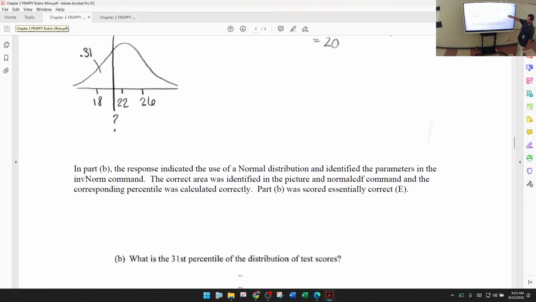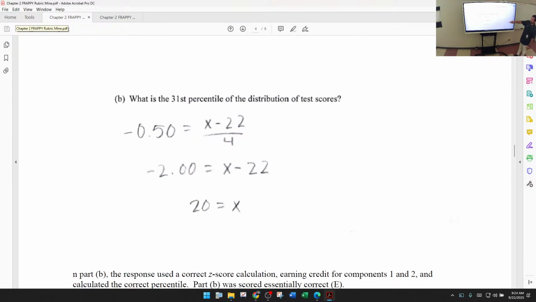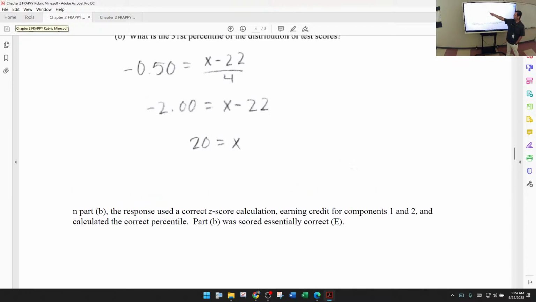Okay? This student here went negative 0.5, x minus 22 over 4. They got 2 is equal to x 22. They got x is equal to 20. Okay? In part B, the response used a correct z-score calculation, earning credit for components 1 and 2, and calculated the correct percentile. Part B was actually scored as an E. It would be tough for me to give them an E without labeling the mean and the standard deviation. However, it's understood that that's the mean and that's the standard deviation.